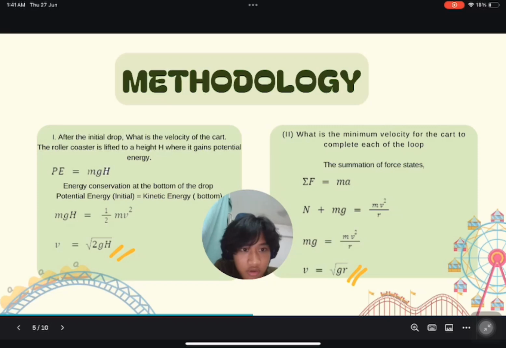And after that, we're looking for the minimum velocity for the kart to complete each of the loops. In this case, we're using Newton's equation of motion along with the centripetal force equation, and we've managed to come out with the final equation of V equals the square root of gr, which can be seen on the right side of the presentation.